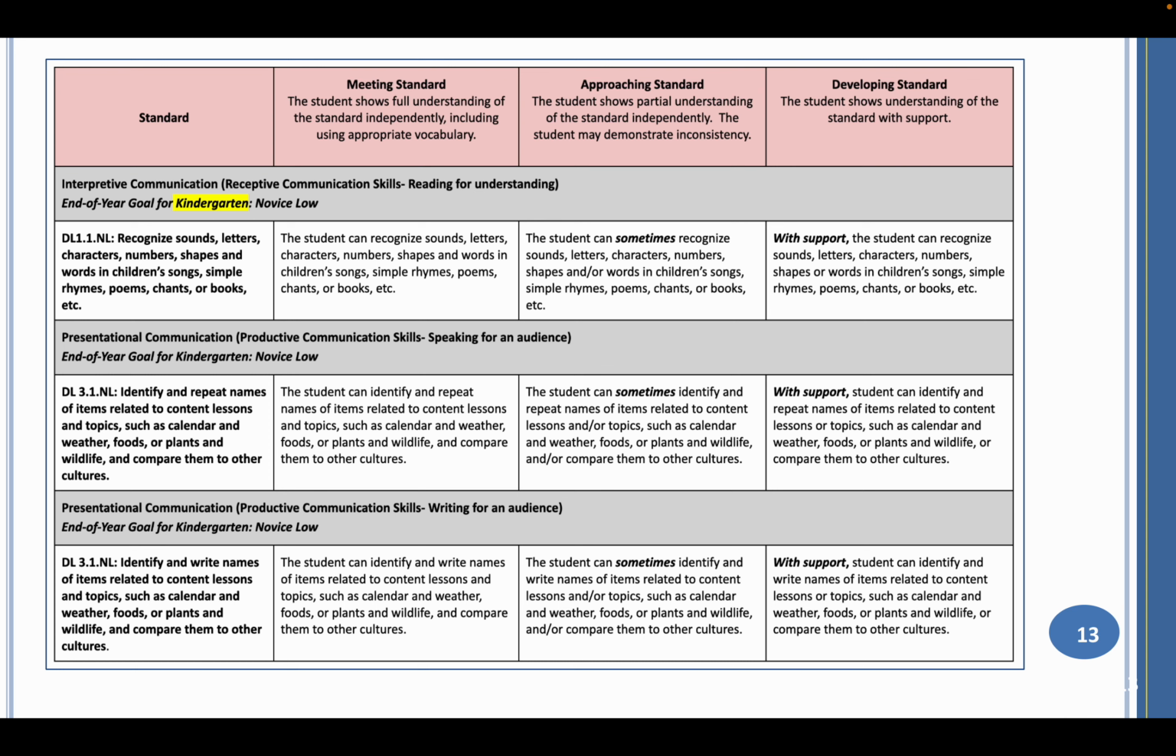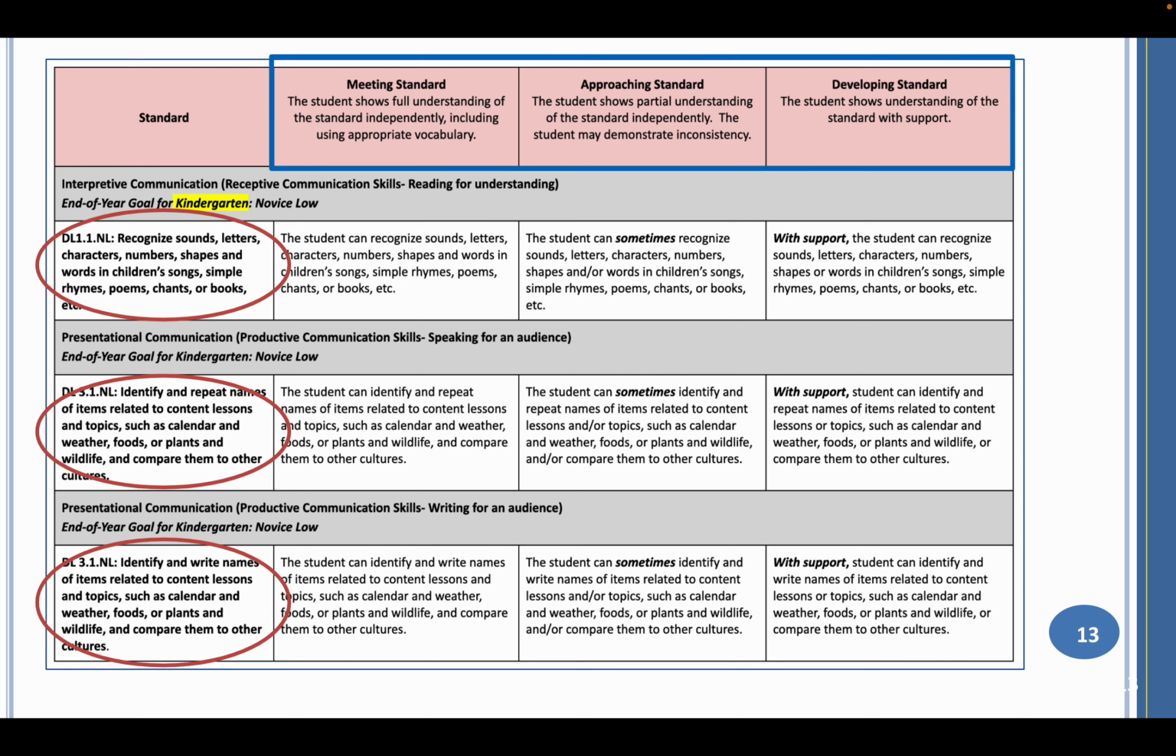This year, our elementary schools have transitioned to standards-based grading. In your progress report, you will see 3 dual language immersion standards. One standard is for reading, one standard is for speaking, and one standard is for writing. You will also see a scale. Students will be marked as developing in that standard, approaching that standard, or meeting that standard.